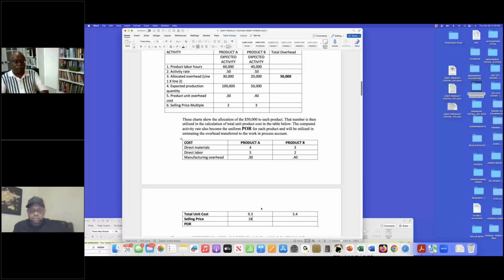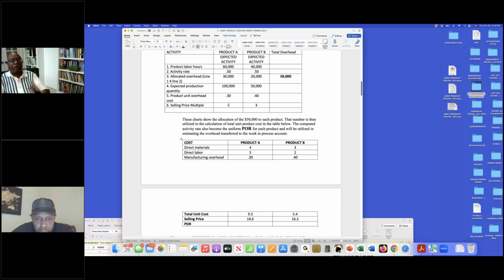18.6. Then the selling price multiple for the next one is 3 times this, so it's going to be what? 16.2. I don't have my calculator out right now. Give me a second. You're going really fast.